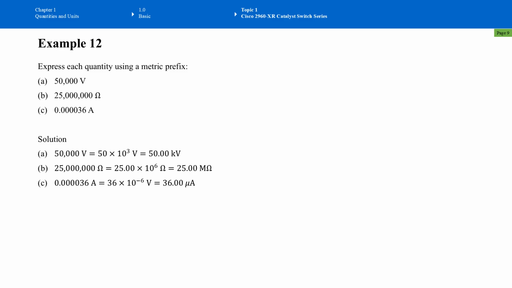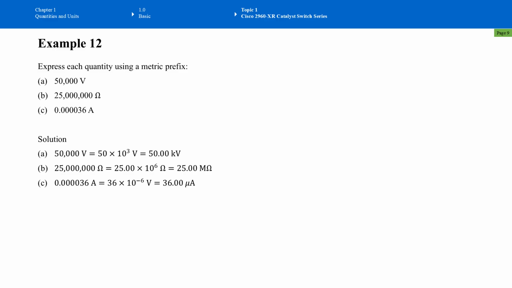Now let's move to question B, the 25 million ohms. First, we're going to convert that 25 million to its equivalent engineering notation. We move the decimal point to the left 6 times. So the engineering notation is 25 times 10 to the 6th, and then the unit ohms. Now we're going to work on the 10 to the 6th. That is a million. So we replace the 10 to the 6th by the letter M, mega. So this answer should be 25.00, I keep 2 decimal digits, and megaohms.